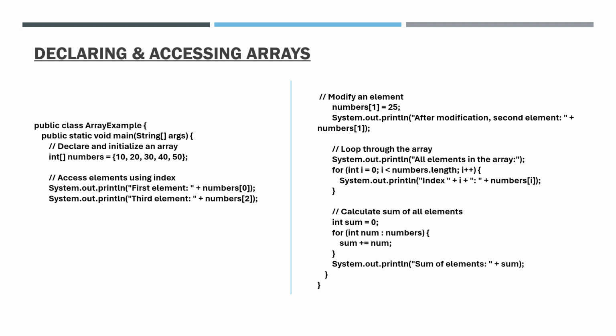Next, we used a for loop to print all elements with their index position. Finally, we used an enhanced for-each loop to calculate the sum of all elements. This shows how arrays make it easier to group and process multiple values in Java.